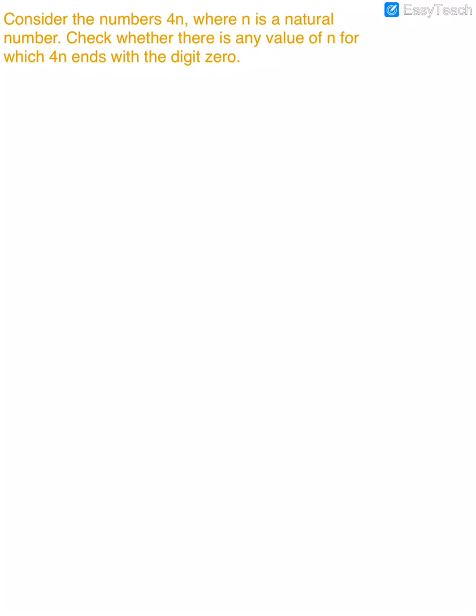Okay, let's start. First I read the problem. Consider the numbers 4^n, where n is a natural number. Check whether there is any value of n for which 4^n ends with the digit 0. So this is what the problem is. To solve the problem, I write the number 4^n.